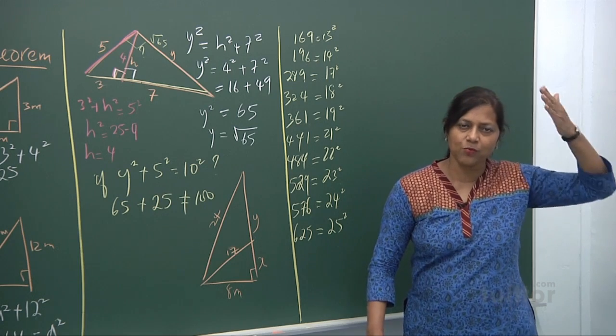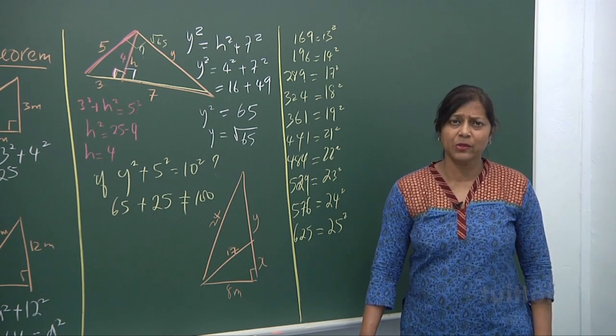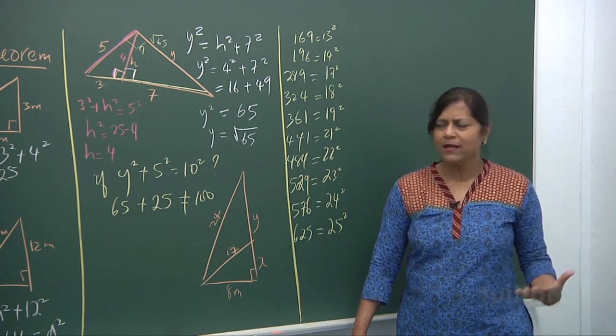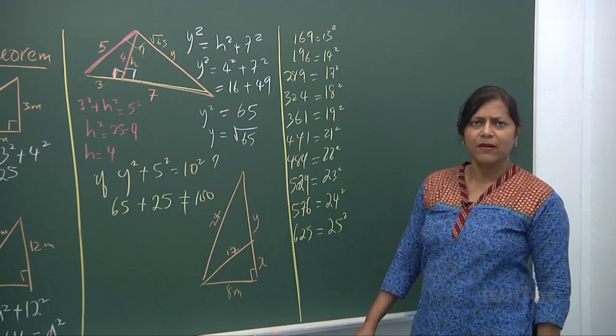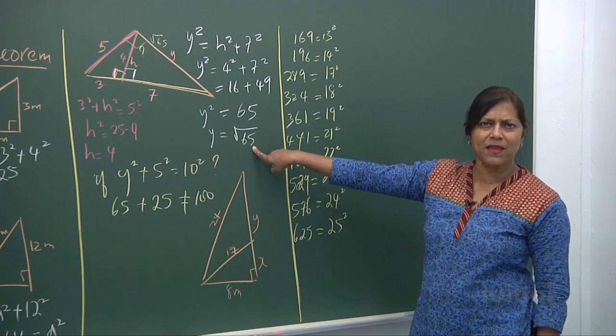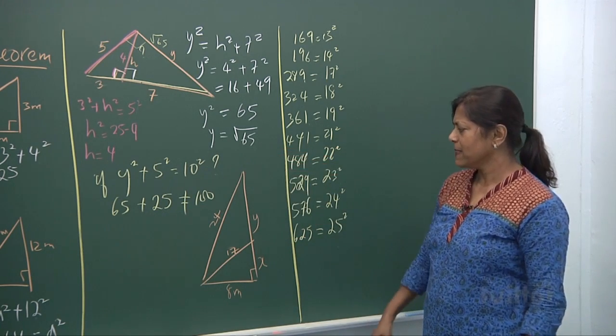It's good to have all these in your head. And just like the cubes from 1 cubed to 12 cubed, it will be really good, especially when you have to find so many square roots. You have an approximate picture. This length is about 8 point something. The square root of 65 is about 8 point something.